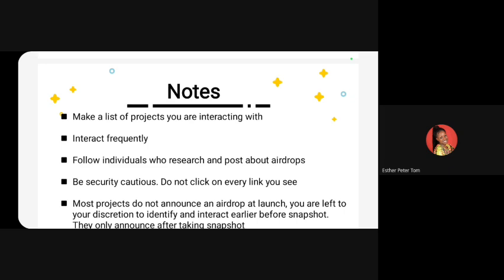Number two, interact frequently. Like we mentioned, using a project once and disappearing does not make you eligible for an airdrop. No way, right? So you want to be an active user and interact frequently.